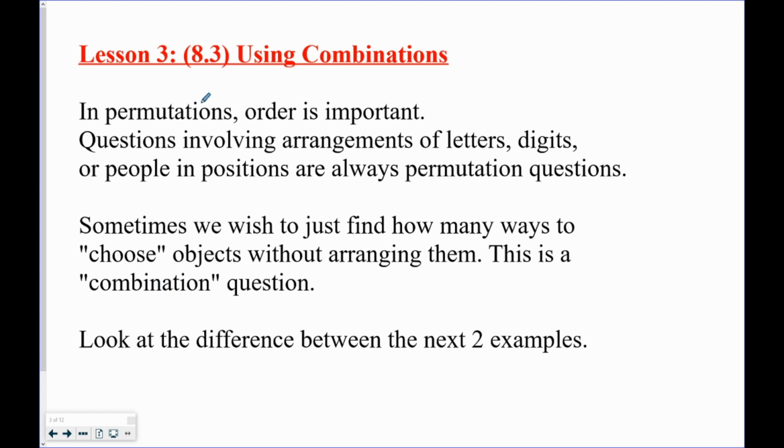So yesterday we looked at permutations, where order is important. Basically any question that's involving arrangements of letters, digits, or people in positions. When I say positions, I mean like in rows or some sort of specific orientation like that. Those are going to be permutation questions. If you want to find out how many ways that you can choose an object without arranging them, that's a combination question. So let's look at the difference in the next two examples here.